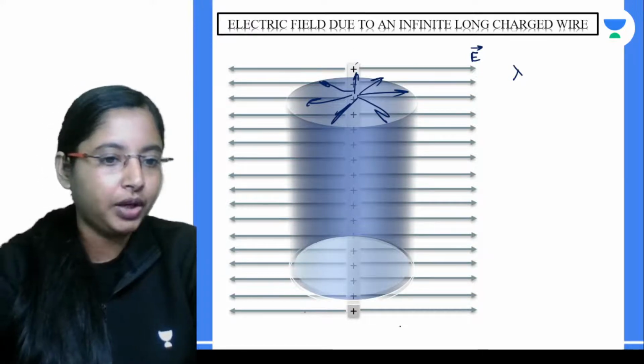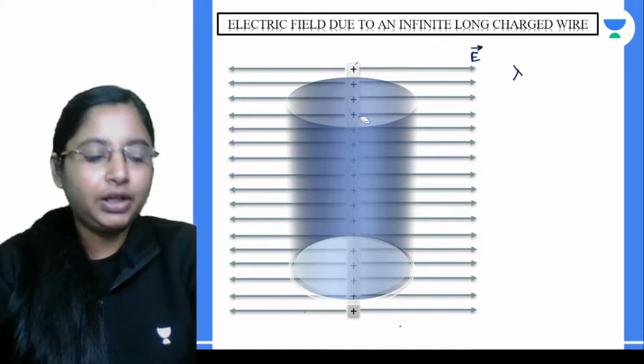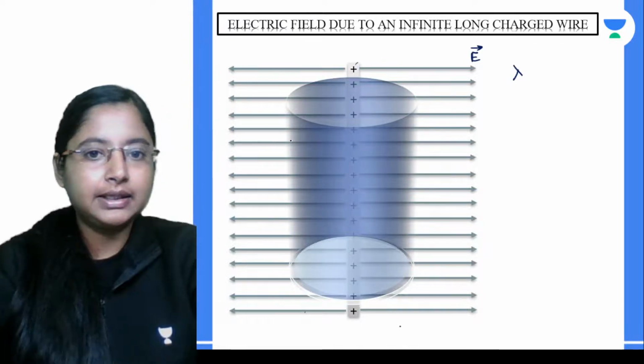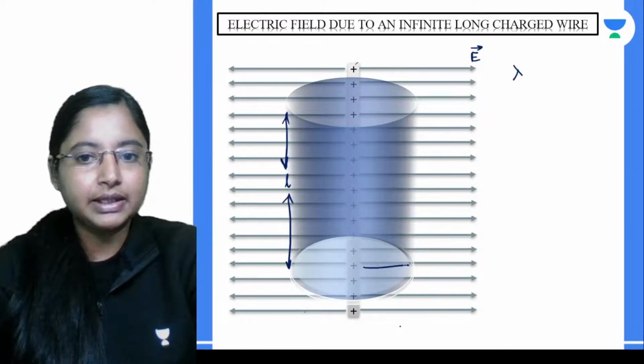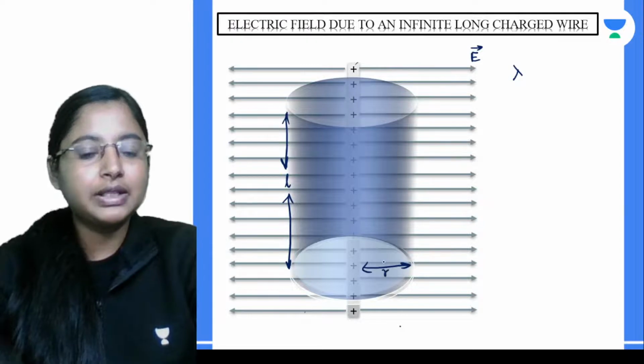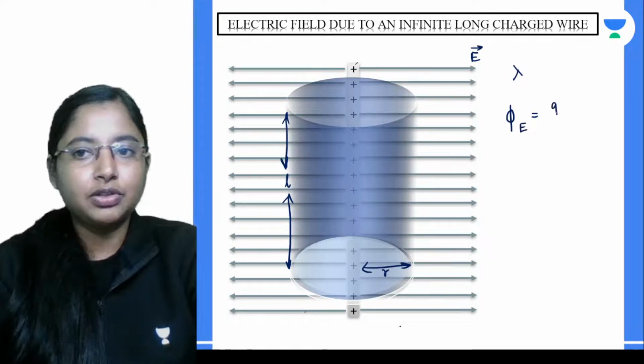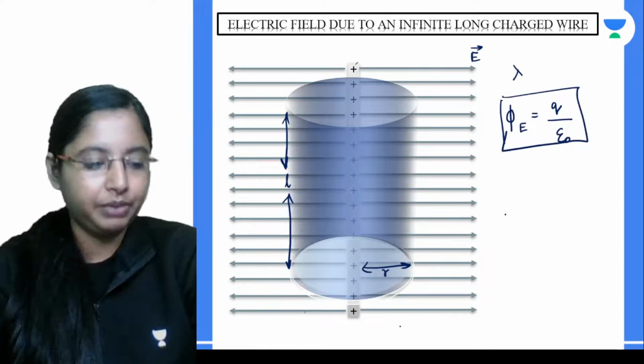So we fit a Gaussian surface, and let's take the length of the Gaussian surface as L, and the radius of this cylindrical Gaussian surface as R. The Gaussian surface is a hypothetical surface, and the flux through it is always the total charge enclosed by the surface divided by epsilon naught. This is what Gauss's theorem gives us.